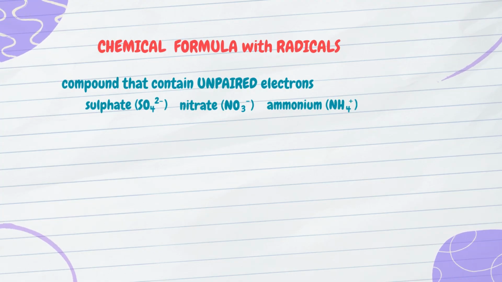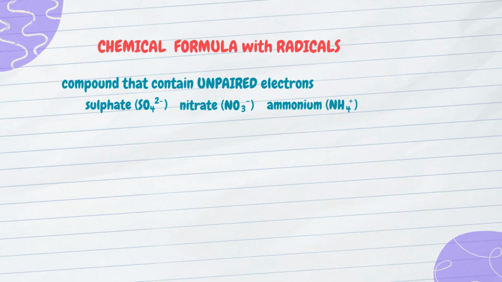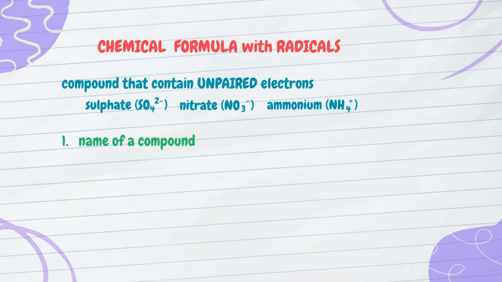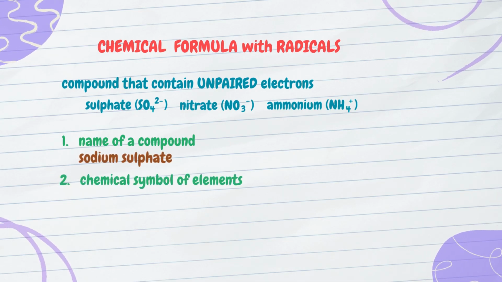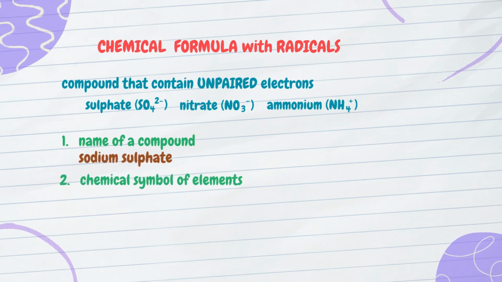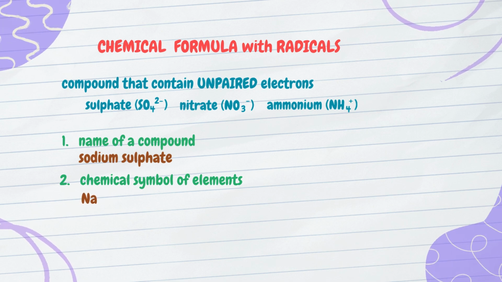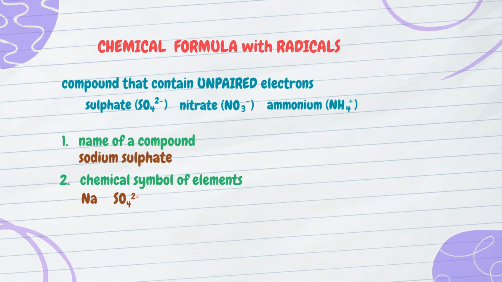The same rules for writing simple compounds are also used for these compounds. First, write down the name of a compound, for instance, sodium sulfate. Write down the chemical symbol of elements in a compound. The chemical symbol for sodium is Na. The chemical symbol for sulfate is SO4 with a -2 sign.